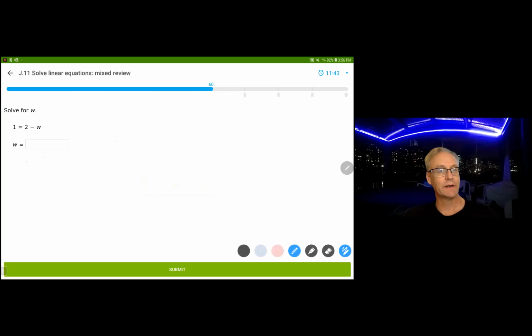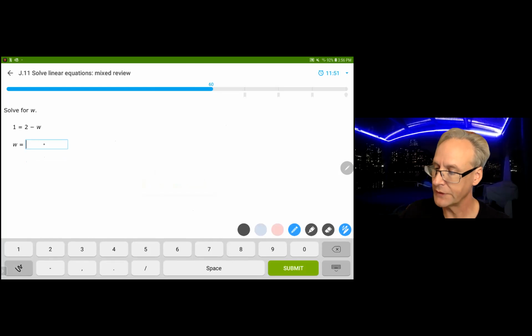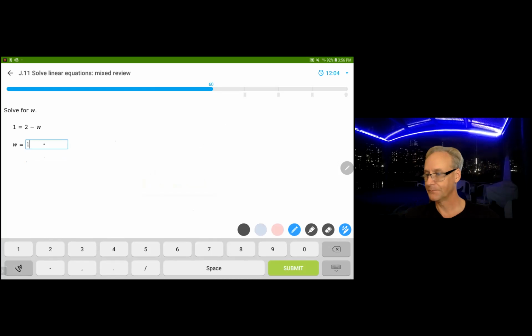Let's see here. Lots of ways to go. Obviously, if you take 2 minus 1, you're going to get 1. So I am going to violate my rule that says don't solve it in your head by filling in the blank. This is one of those cases where it's so obvious, you might as well just fill it in, okay?